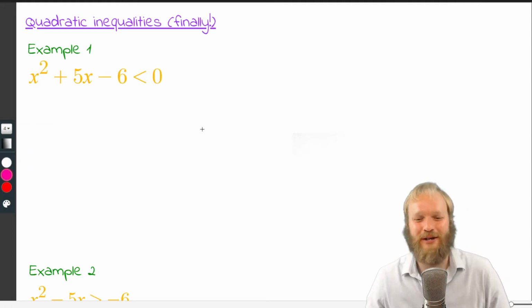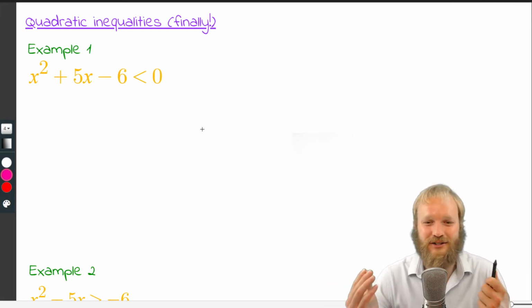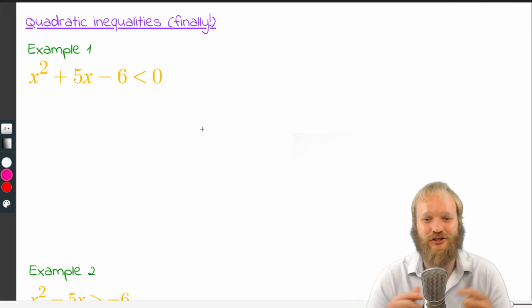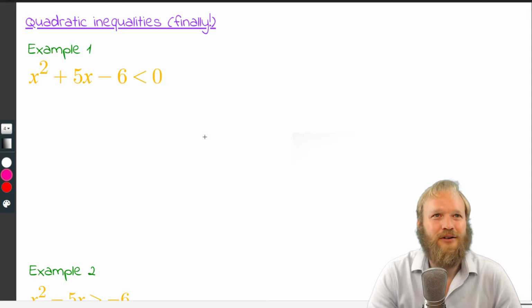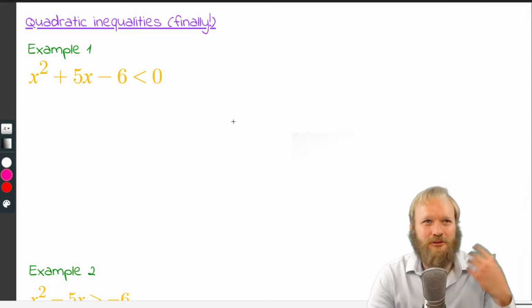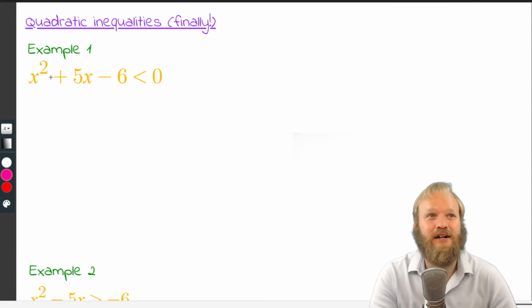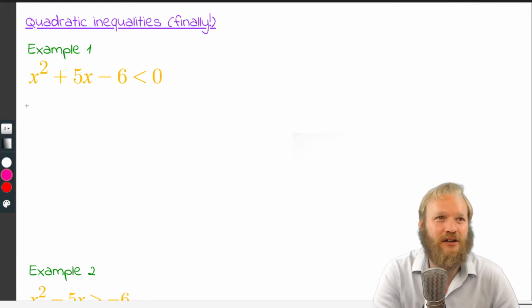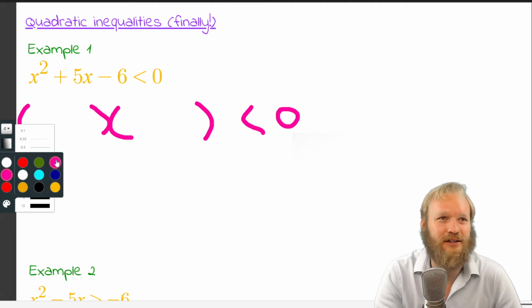Okay, so we've got x squared plus 5x minus 6 is less than 0. Now, based on how you solved quadratic equations, what do you think you're going to do for this one? Well, based on what we've been doing, let's make sure it's 0. It is 0 on the one side. And then it's a quadratic, and we very merrily go bracket, bracket. But this time it's less than 0. Let's take that way down.